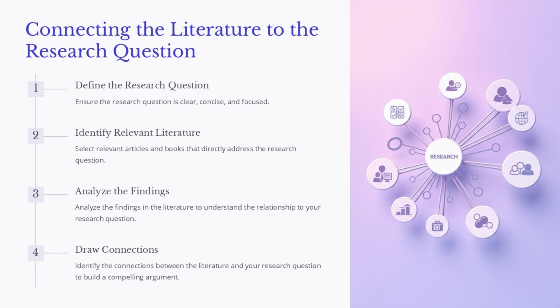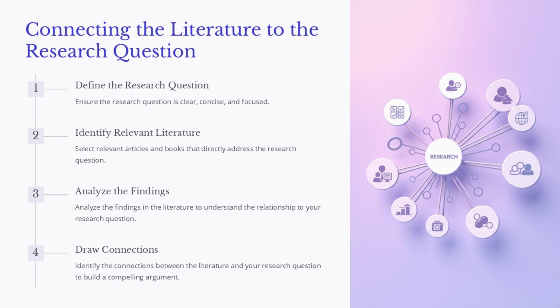The research question is the foundation of the study, so it's critical to ensure it is clear, concise, and focused. Identifying the most relevant literature is key. We want to select articles and books that directly address the research question. Analyzing the findings in the literature helps us understand how they relate to and inform our own research question. Drawing clear connections between the literature and the research question is essential to building a compelling argument and narrative.